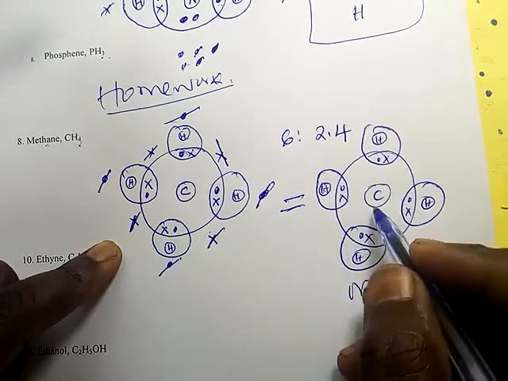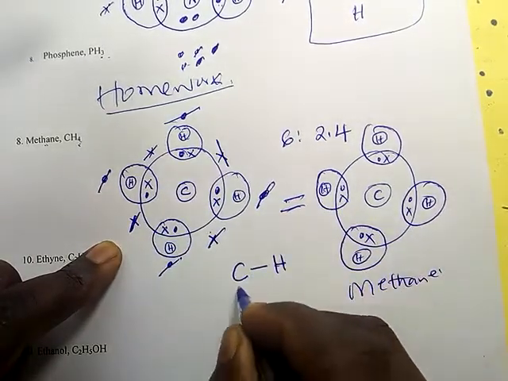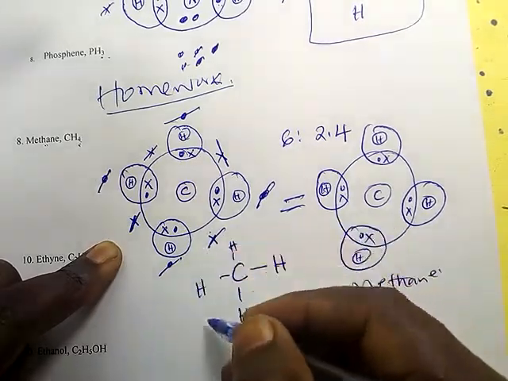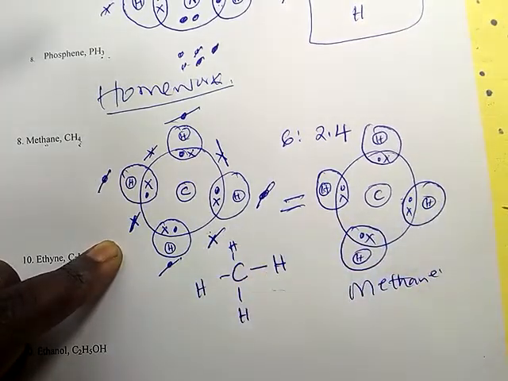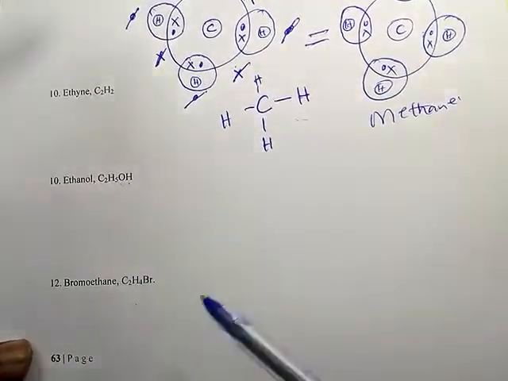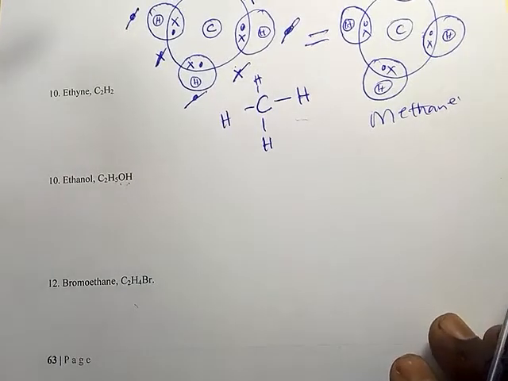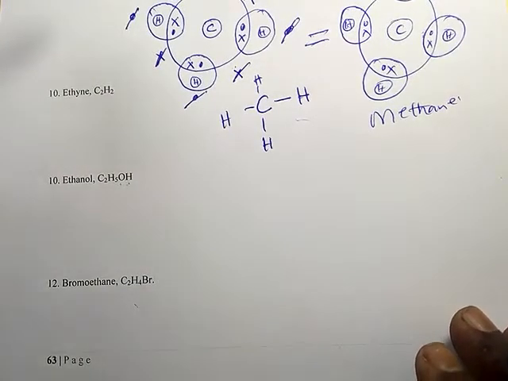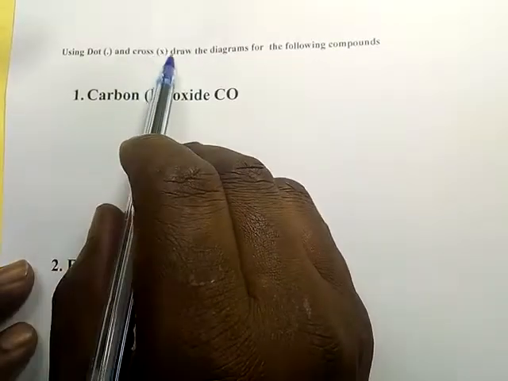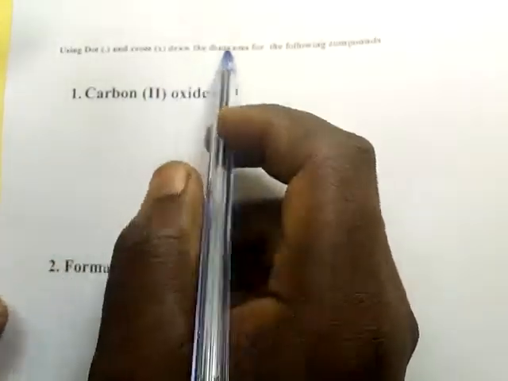So how else can you present it? You put carbon at the center, with a single covalent bond like this. So this one also means this. We have many others, and you will try to draw the structures for them. Using dots and crosses, draw the structural diagrams of the following compounds.